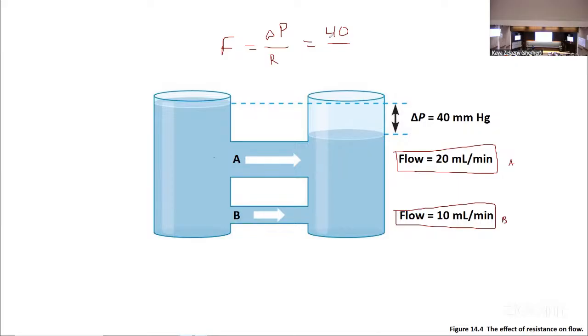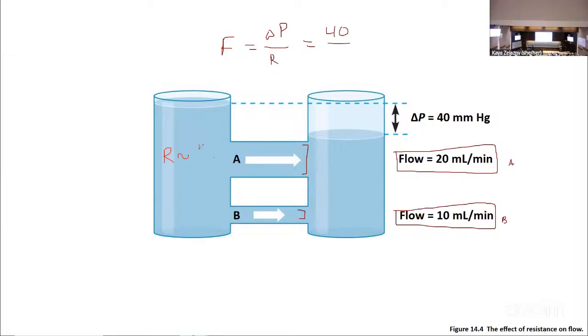Now we have the same pressure difference. Why do we have this difference in flow? This is because of the width of that tube. So our radius of this tube is different in A versus B. So for A, if we're trying to figure out our resistance, we're going to be a little squidgy about it. I'm just going to not say equals. I'm just going to give that little approximation sign.